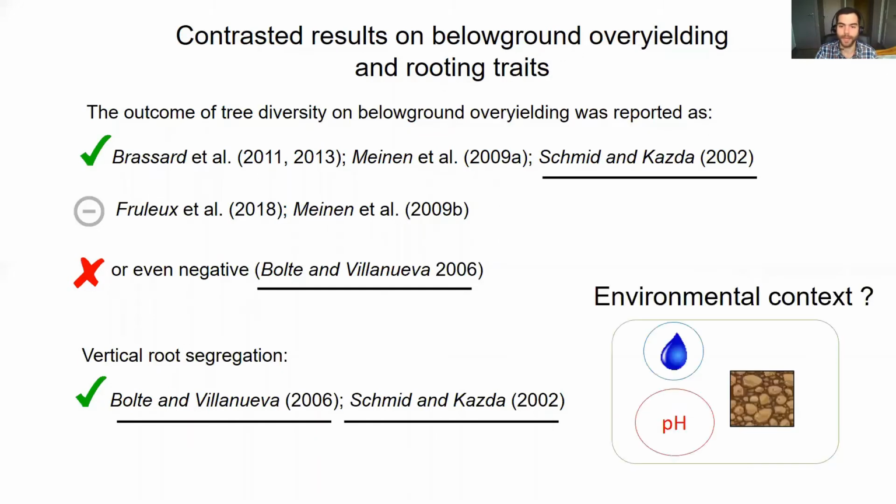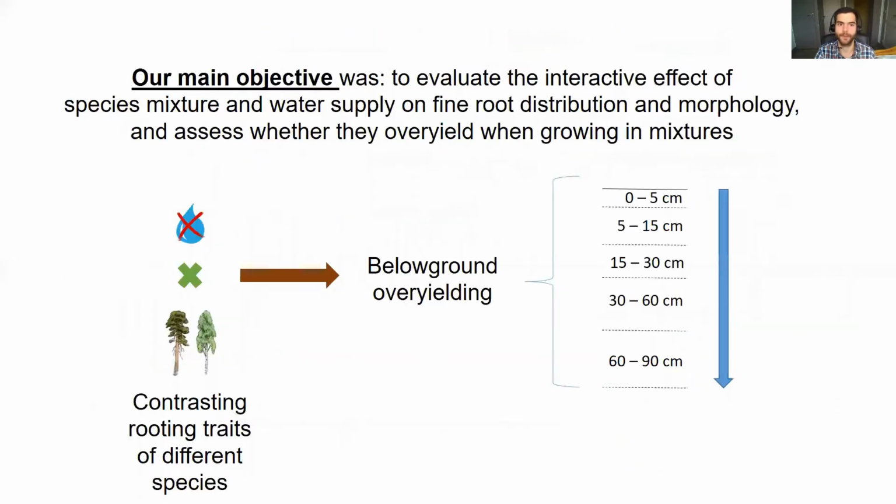Such discrepancies in the outcome of tree diversity may be due to the variability in the environmental context, such as precipitation, soil fertility, or soil structure, which can all play an important role in explaining the root distribution across contrasting ecosystems, especially since benefits of species mixing may be more pronounced on nutrient-poor and dry sites than on rich and wet sites. With that in mind, our main objective was to evaluate the interactive effects of species mixture and water supply on fine root distribution and morphology, and assess whether trees overyield below ground when growing in mixture.